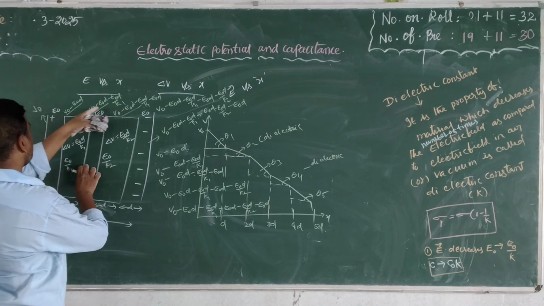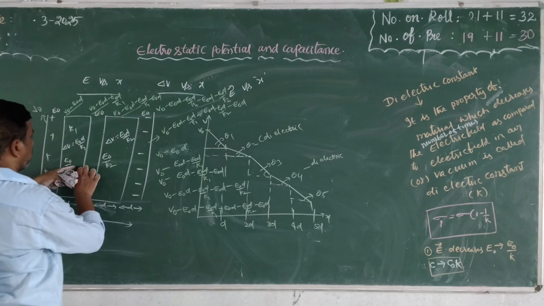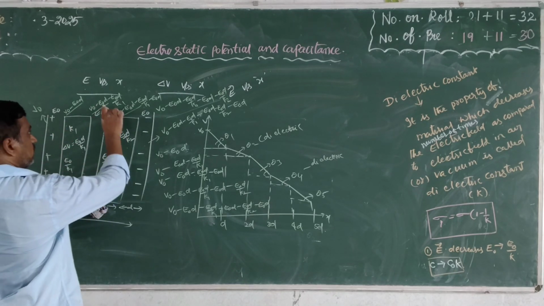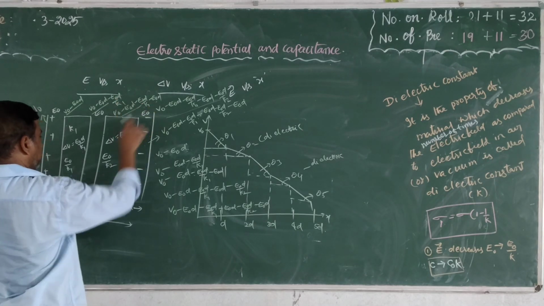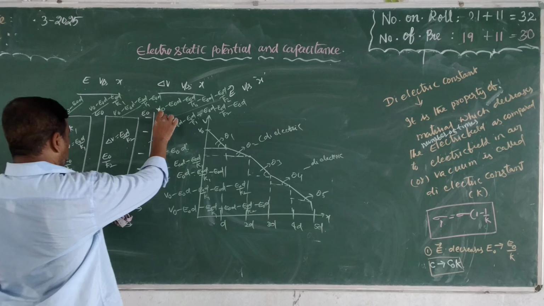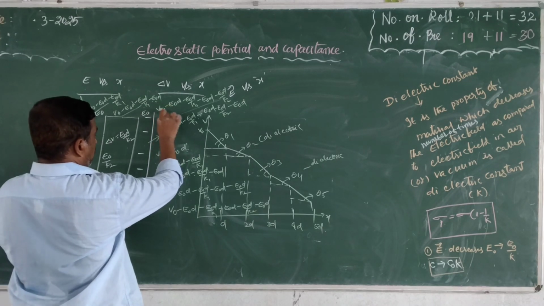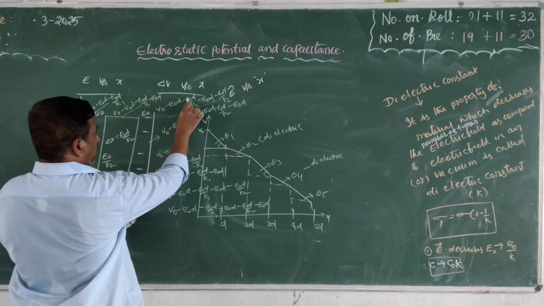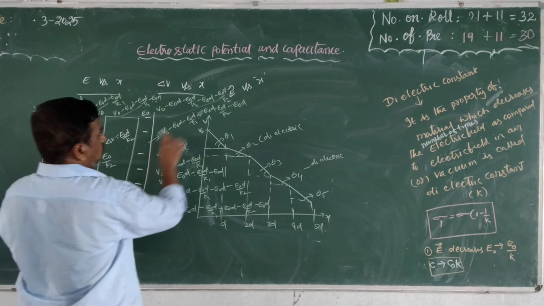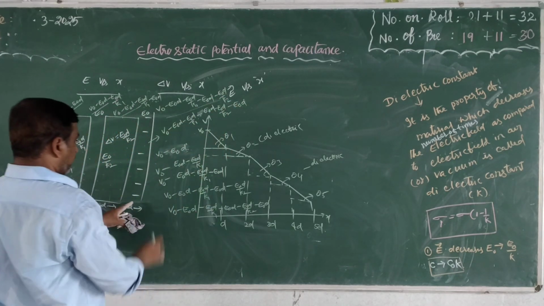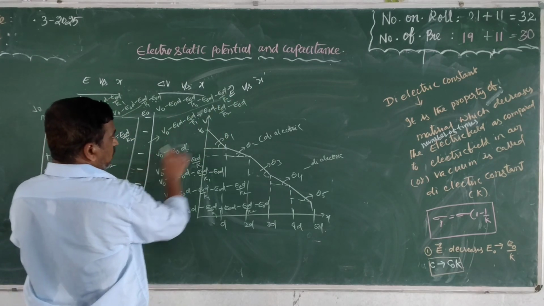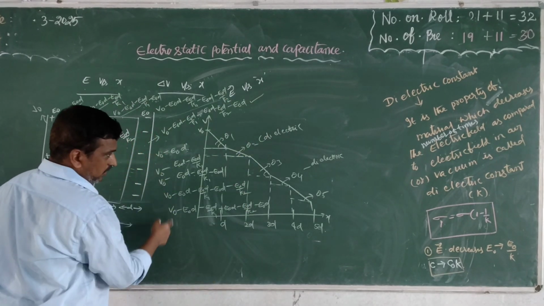See, V naught minus E naught D, minus this potential, E naught D by K1, is the potential here. The difference between this and this is E naught D. So the total we can write is V naught minus E naught D minus E naught D by K1 minus E naught D, and from here to here the potential difference is E naught D by K2. This total minus this potential difference is E naught D, that is what I write here.